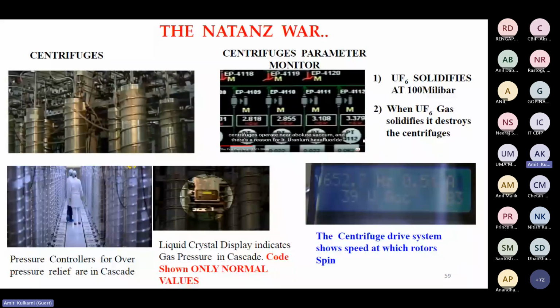Now here I have written UF6. UF6 is nothing else but uranium hexafluoride, as we are very much familiar with sulfur hexafluoride. Similarly, there is UF6, that is uranium hexafluoride, which is used in enrichment plants in nuclear plants. It solidifies at 100 millibar, and if it solidifies, it destroys the centrifuges, and exactly that is what has been done in this case, and that too with the help of a cyber attack.